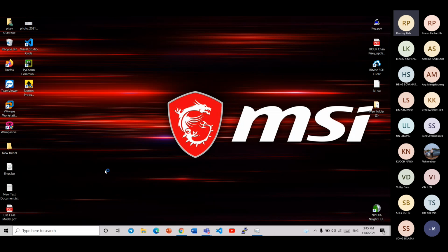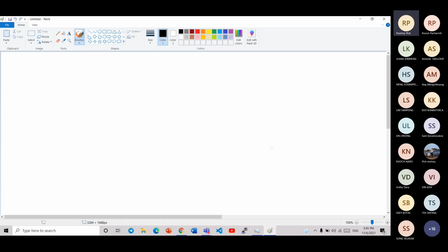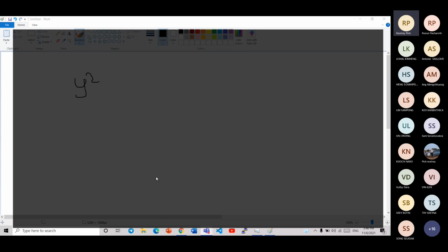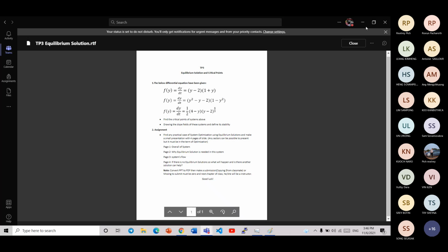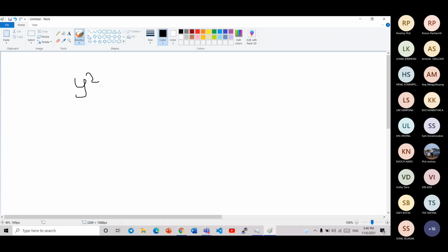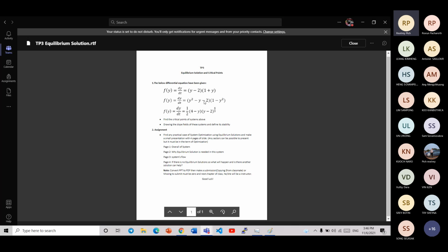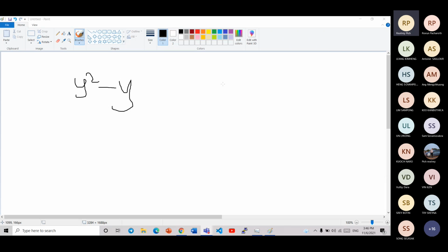Okay. First of all, try to find the critical point. In our equation, we have y square. In this case you can just use touch and then write the equations. It's easy. The other easy way is you use your phone, write by hand, and then take a photo. It's easier.